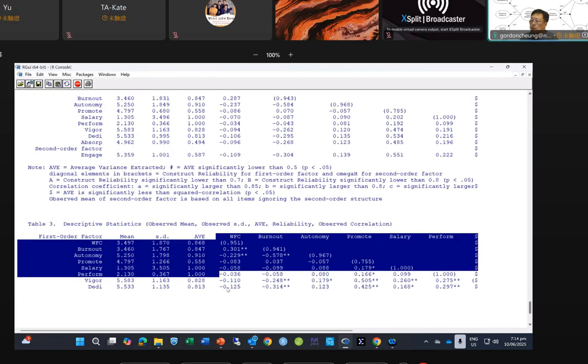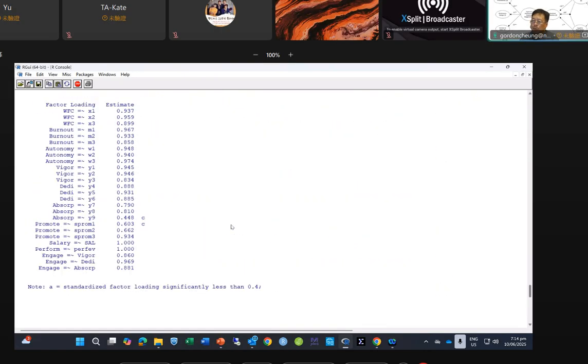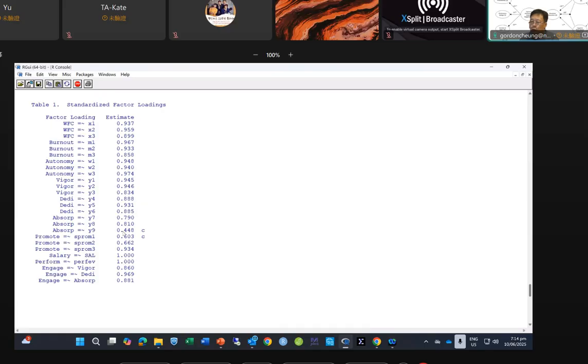If we go to table 1, you will notice that we have two items which have standardized factor loading significantly lower than 0.7. Fortunately, it is not significantly lower than 0.5. Do you remember I just mentioned that the reliability for absorption is problematic. It is probably due to item Y9. This item has very low standardized factor loadings. So if you want, you can remove this item and test it again.